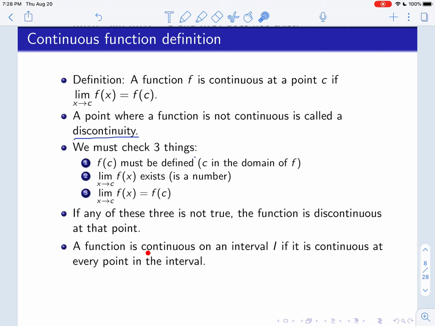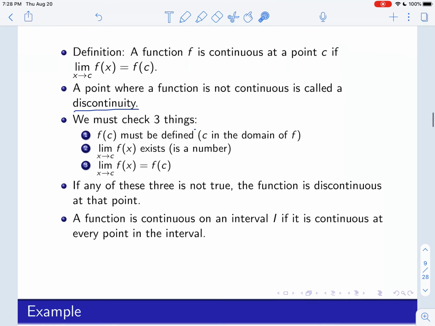And then in the next video, we'll talk a little bit more in detail about this, but it gets to be continuous on an interval, say from like 1 to 5 or something like that, if the function's continuous at all the points inside the interval. That's just all there is to that.